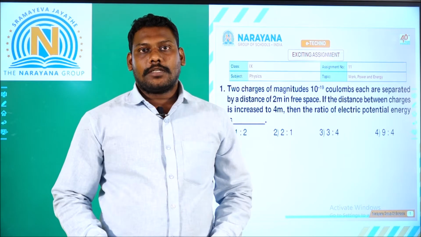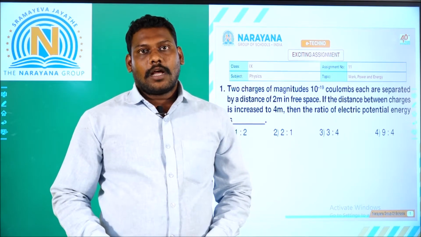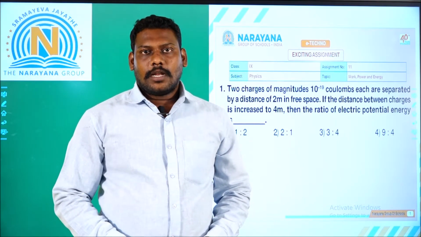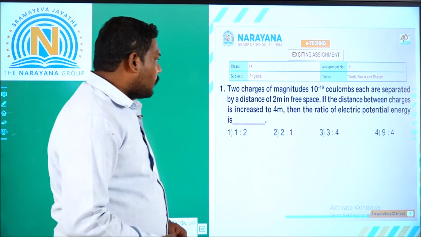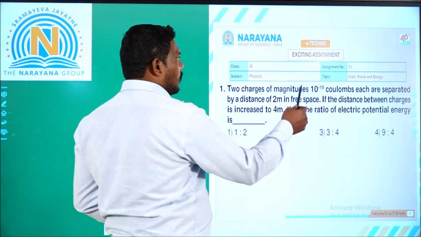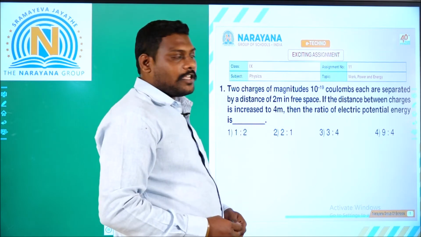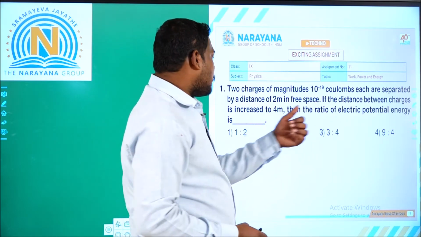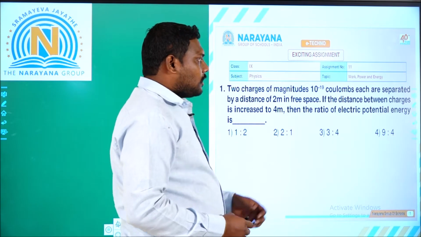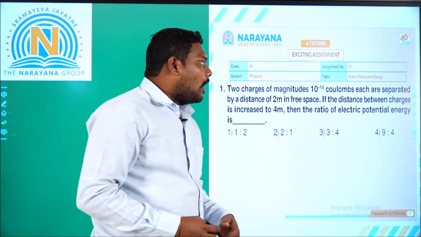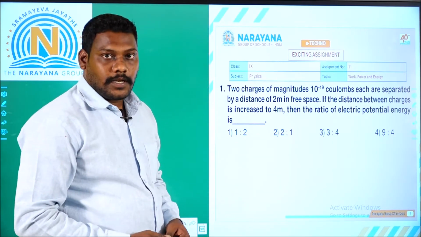Today we are going to discuss the assignment of 9th class under the topic work power energy. Let us see the first question here. The first question: two charges of magnitude 10 to the power of minus 19 coulombs each are separated by a distance 2 meters in free space. If the distance between charges is increased to 4 meters, then the ratio of electric potential energy is?